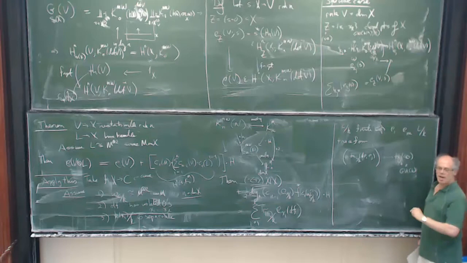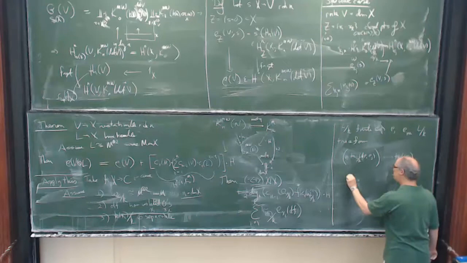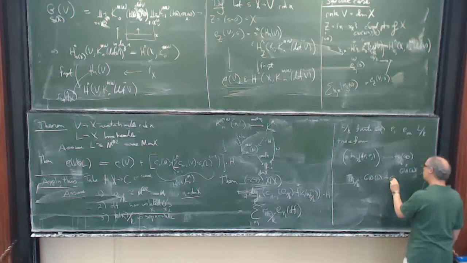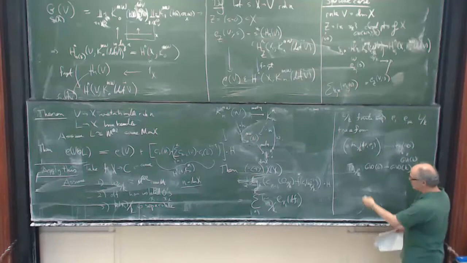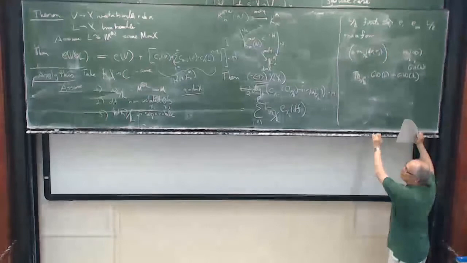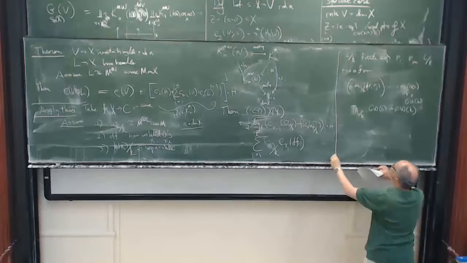This defines a trace map from the Grothendieck-Witt group of L to the Grothendieck-Witt group of K. It's the push forward in the sense that I didn't define, and this is how you define it very explicitly. Okay, so that's my formula, and it follows from the theorem.